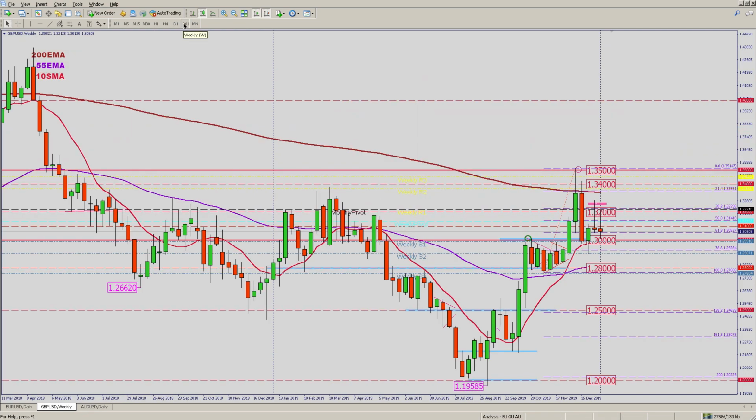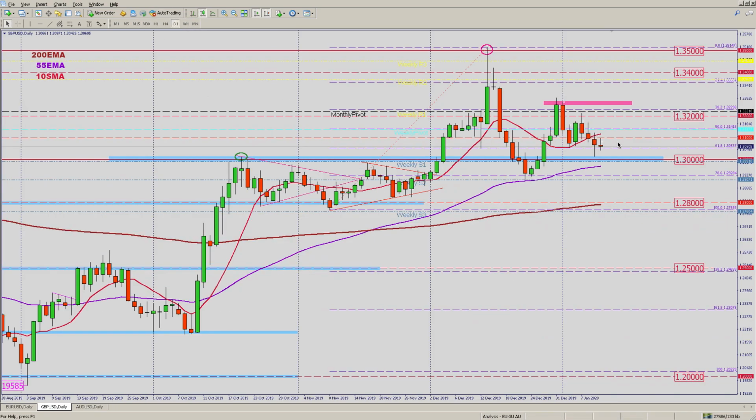On the weekly time frame, it's also a long-legged spinning top, almost a doji. So it's indicating more consolidation, and it's in about a 120 to 140 pip zone.